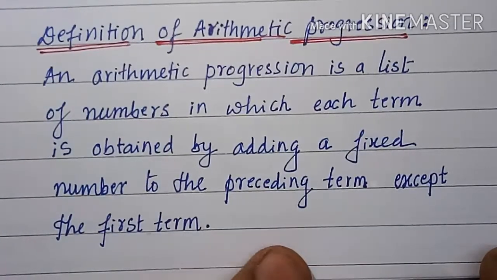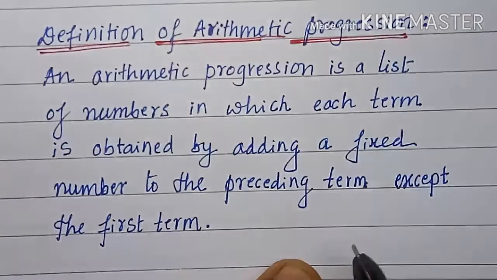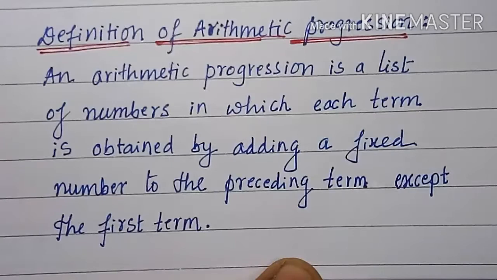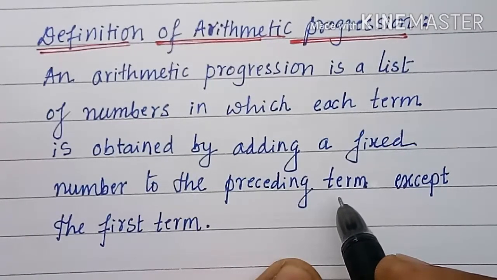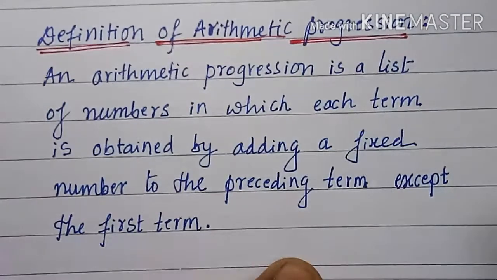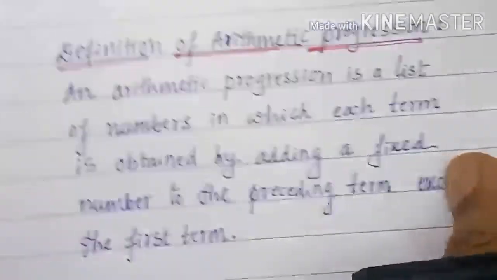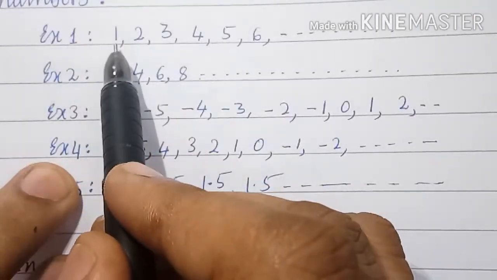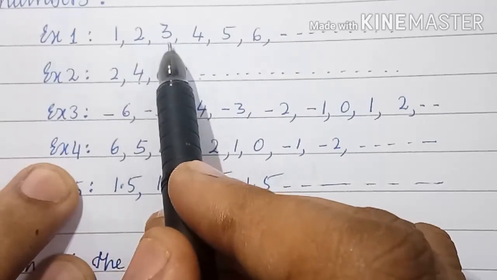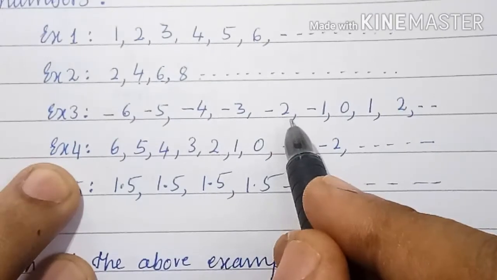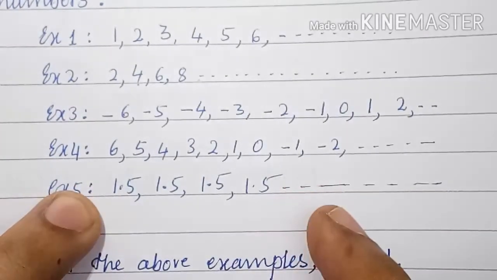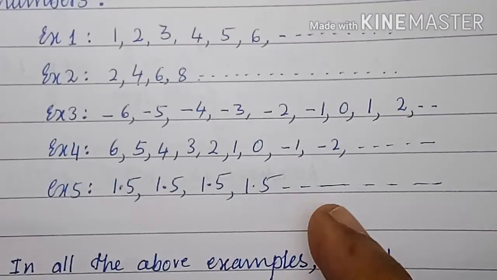Here the word term is used for a number in the given list of numbers. Term is nothing but a number in the given list of numbers. For example, if we consider these lists of numbers, 1 is a term, 2 is a term, 3 is a term, 4 is a term, 5 is a term. Similarly here -2 is a term, 0 is a term, here 1.5 is a term, here -2 is a term, like that. Any number in an arithmetic progression is called a term.